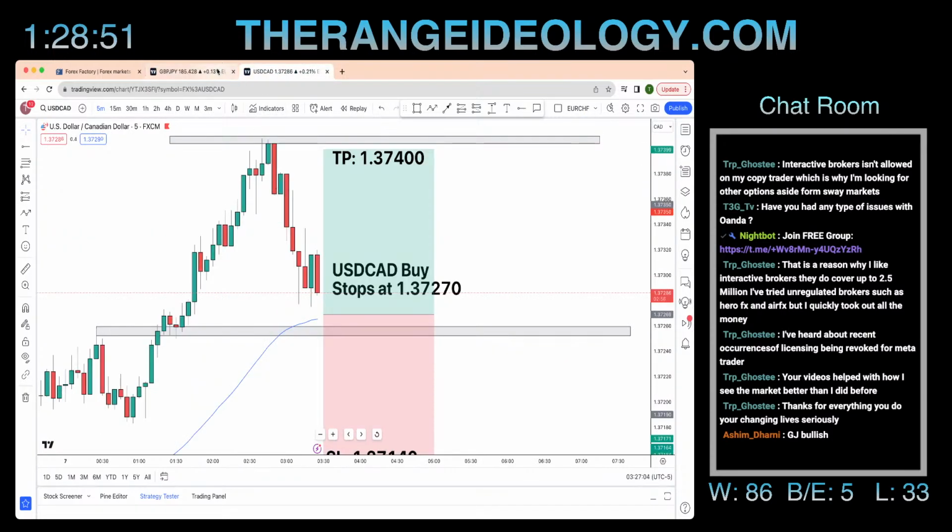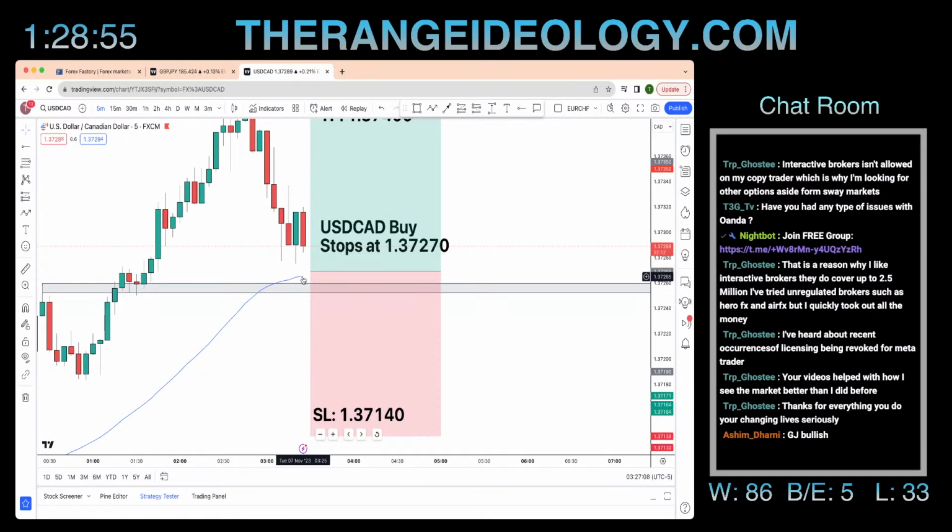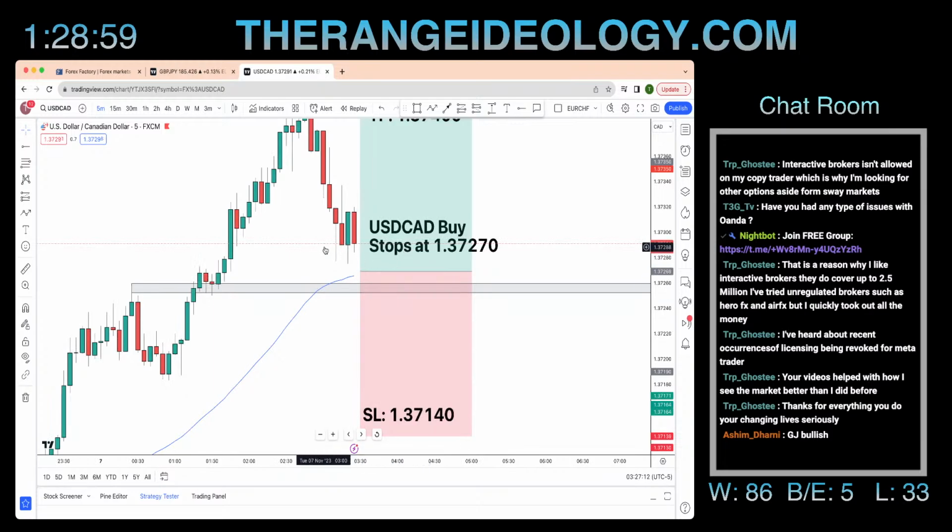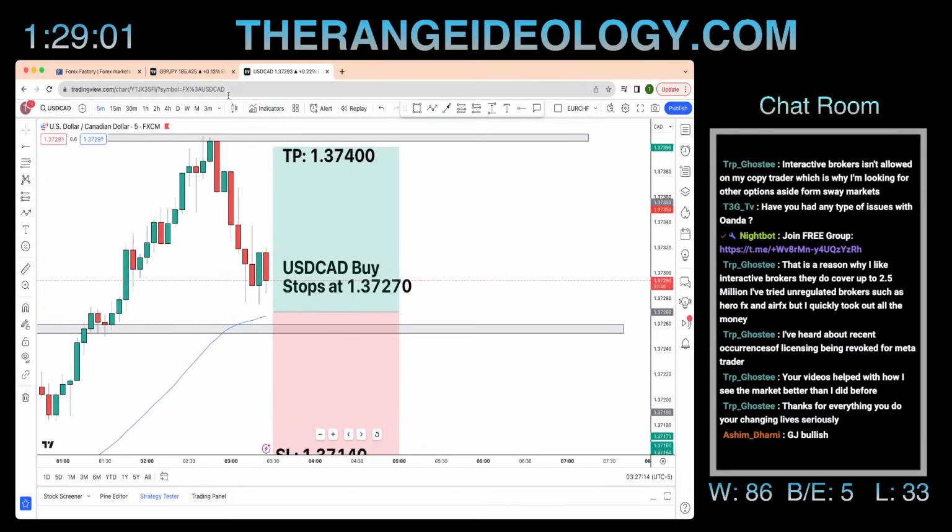All right, here it comes, USD CAD down here. And again, not only looking for the tap of the EMA, guys, I'm looking for a stronger push down so I safely can execute the buy stops for USD CAD. If that's not the case, then I'm not going to enter USD CAD.